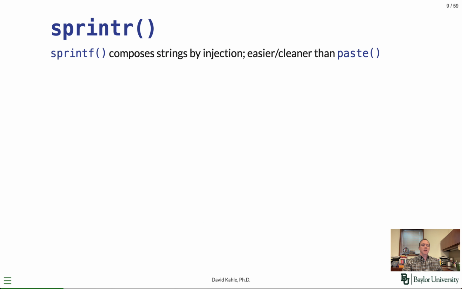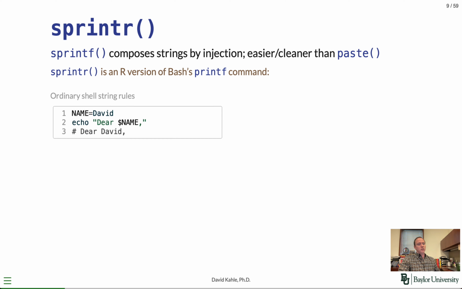Okay, great. Now, there's another function, not called sprintr, it's called sprintf, or probably the better way to say this is sprintf, okay? And that is because it's coming from something lower level, it's coming from the printf command, okay? This is going to be our first example of something called string injection. It's going to do something similar to paste, but in a slightly different way.